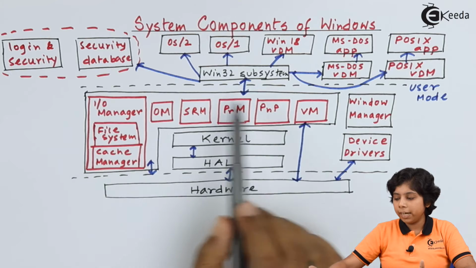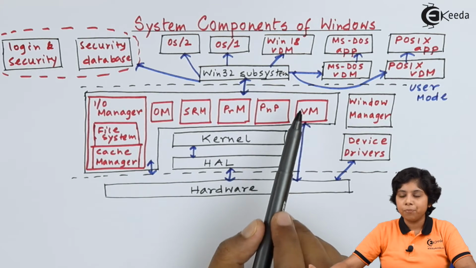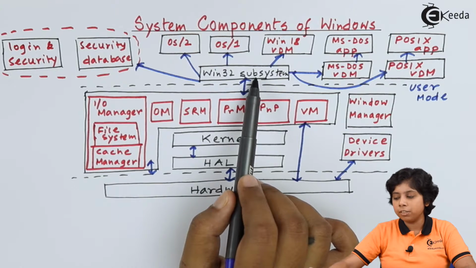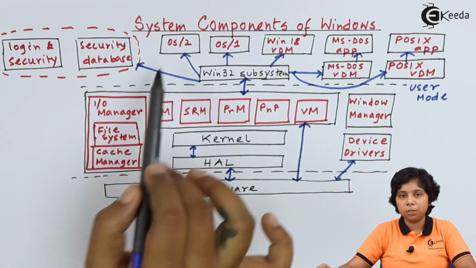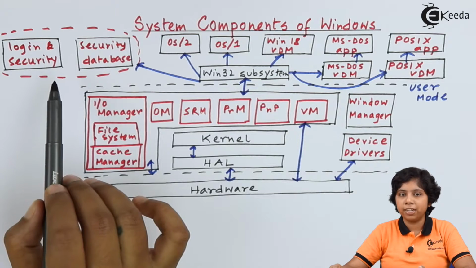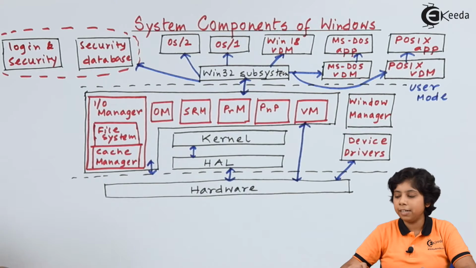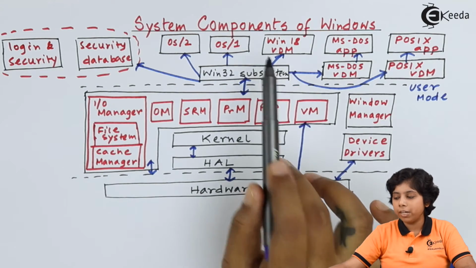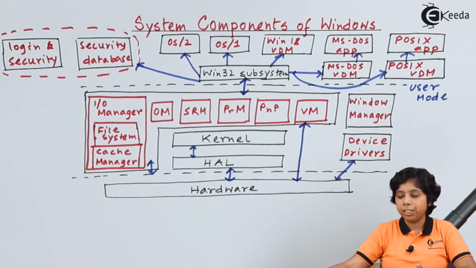Now we will see the executive mode, which contains a different set of objects. The executive mode will contain the subsystem of the user mode, that is, the Win32 subsystem, which has a protection part as we have defined, that provides the security features, security databases, as well as different types of operating system inside it, as well as all the virtual device managers, say Win16, MS-DOS, POSIX VDM.